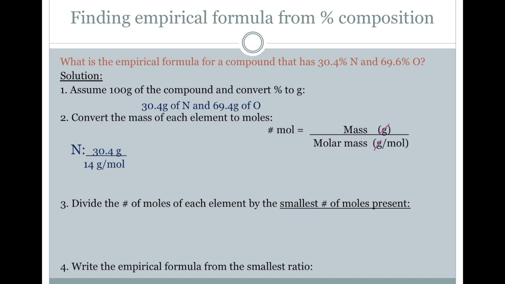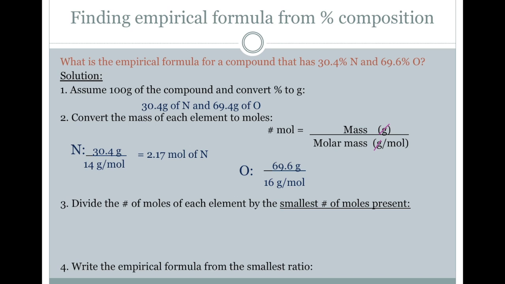So we can do this for nitrogen. We've got 30.4 grams because we assume that there's 100 grams, and we know that it's 30.4% nitrogen. And then the molar mass of nitrogen from the periodic table is 14, so we divide by 14 grams per mole. And then we end up with 2.17 moles of nitrogen. So that's how many moles we have.